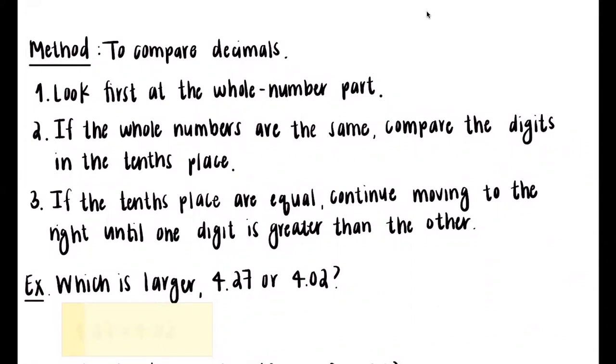So we first look at the whole number. If we can tell that one whole number is bigger than the other, then we can just answer it. But if the whole number is the same, then what are we going to do? We're just going to move on to the next place value. And then we keep going to the tenths, to the hundredths, to the thousandths, and so forth, until we finally have different numbers that are comparable.